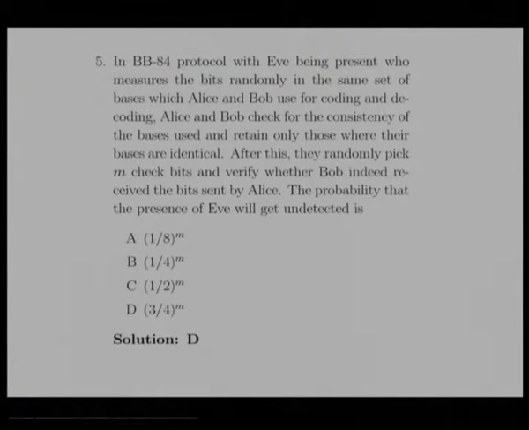Let us look at problem number 5. This problem is also based on BB84 protocol. Here in the question it is given that there is presence of another entity Eve which tries to get the code which is shared by Alice and Bob. So, here we are asked to find what is the probability that presence of Eve will get undetected. Let us find the probability of Eve getting detected.